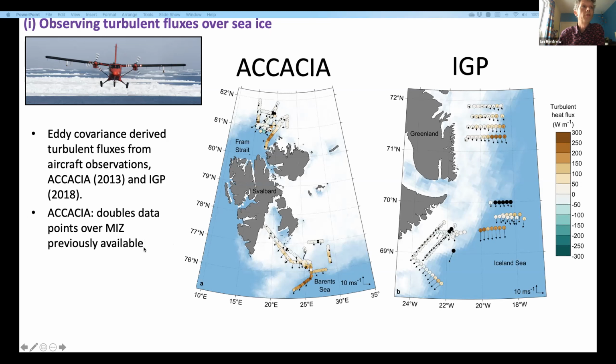So in other words, this sort of data is quite difficult to get because it's difficult to get observing platforms into the marginal ice zone, and so you're limited to aircraft and bold research vessels.